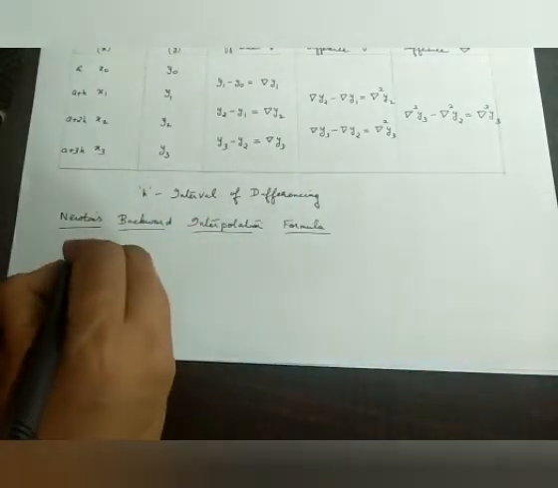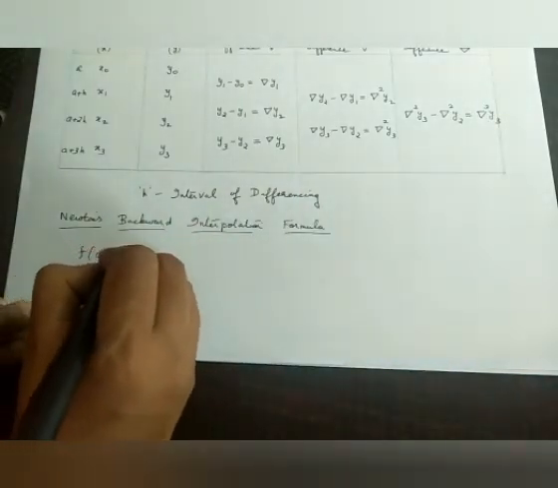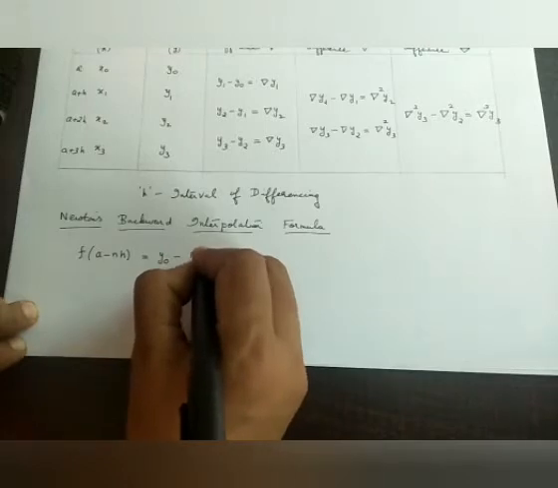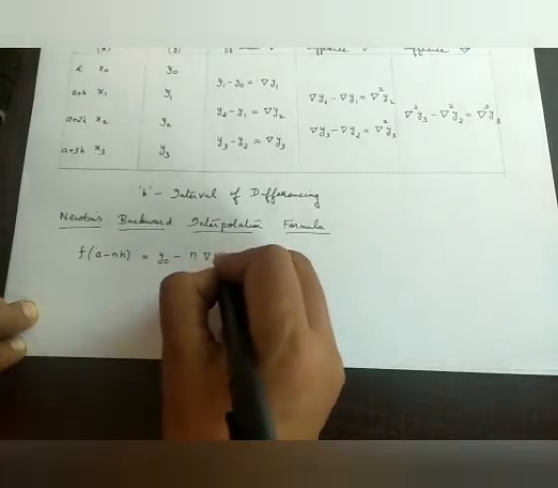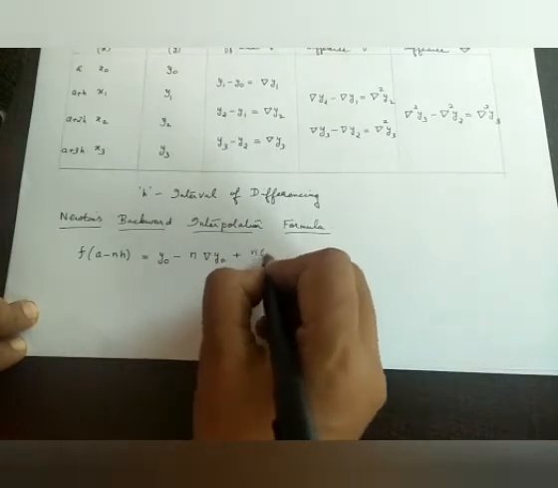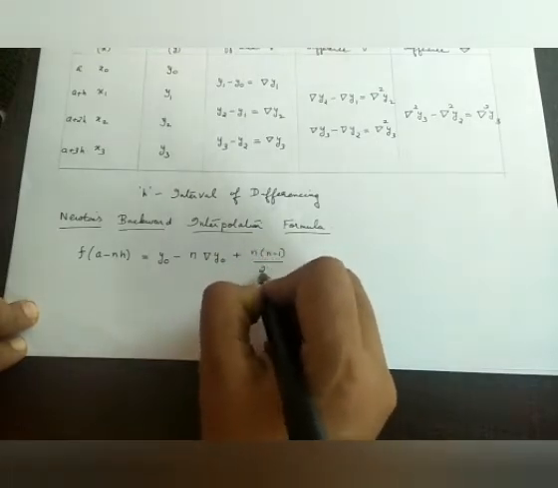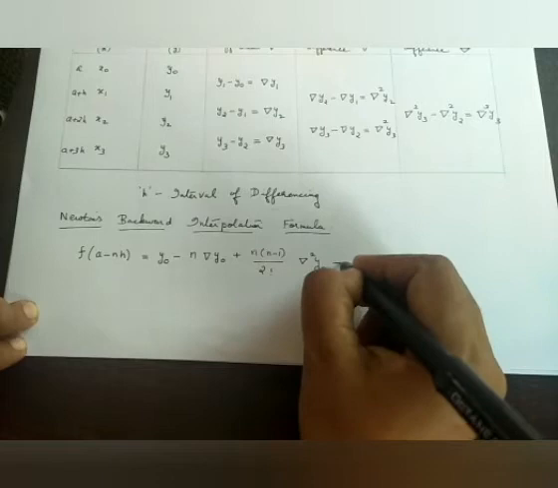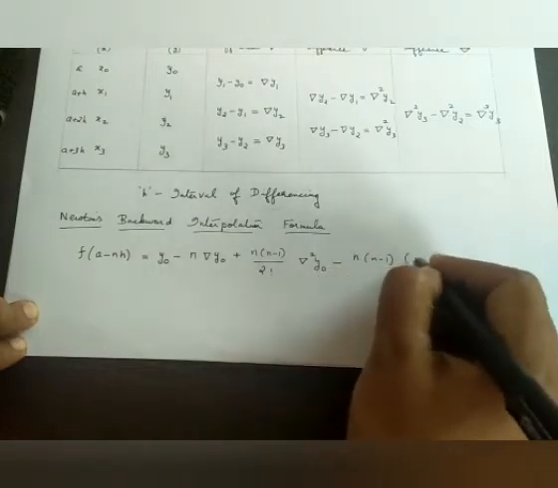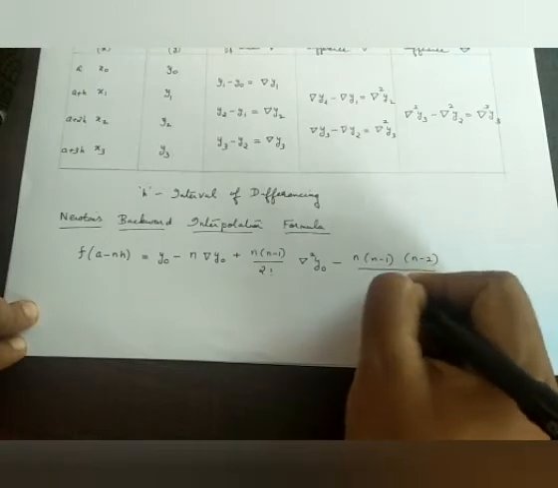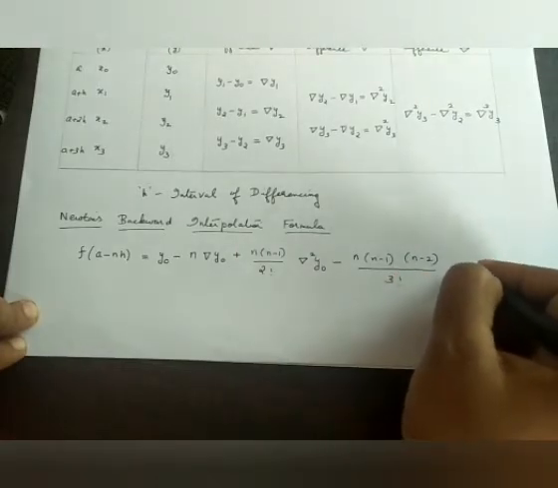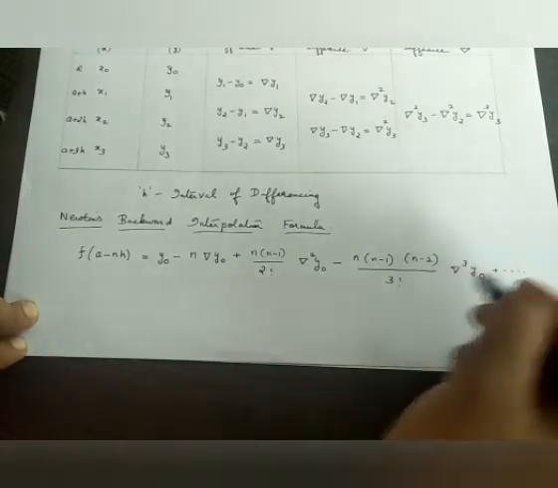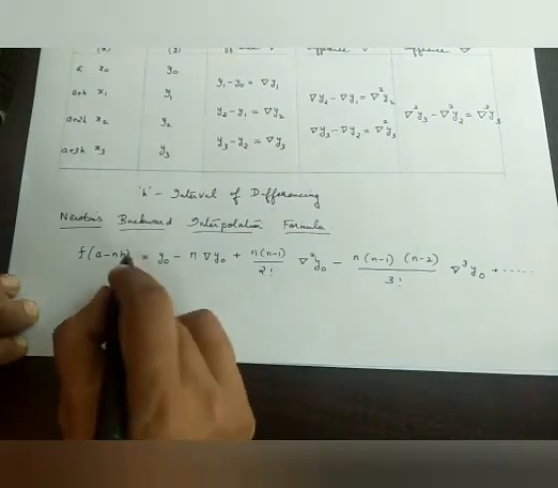Here the formula is started with f of a minus nh, which is equal to y0 minus n del y0 plus n into n minus 1 by 2 factorial del square y0, then minus n into n minus 1 n minus 2 by 3 factorial del cube y0 plus etc. Here also h is the interval of difference.